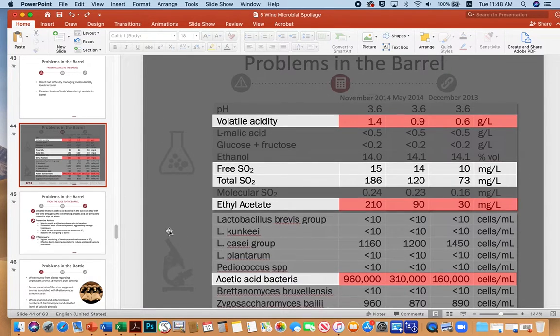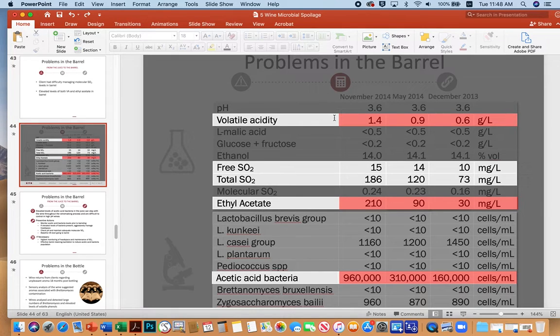And so it shouldn't be surprising here. You can see it starts over here. So the first sampling is here, December 2013, and then there are 2 additional samplings thereafter. And so pH is relatively high, but VA is gradually rising. In addition, you see molecular SO2 hovering well below what's antimicrobial. But the kicker here, again, is the massive rise in ethyl acetate corresponding with the rise in volatile acidity.